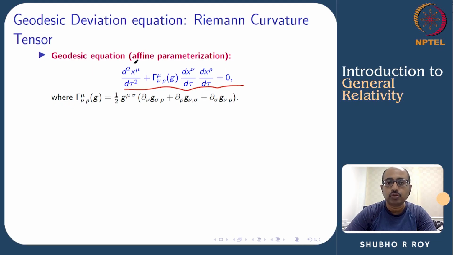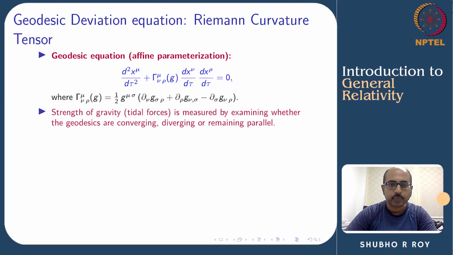As you can see, there are two terms. First is an acceleration term, which is proportional to the second order derivative of x with respect to some affine parameter. In this case, this is tau, the proper time. And the second term, which can be thought of as the force term in the Newtonian language, is proportional to the square of velocity. This gamma, which is a function of the metric and metric inverse, is called the Levi-Civita connection, which I discussed last week.